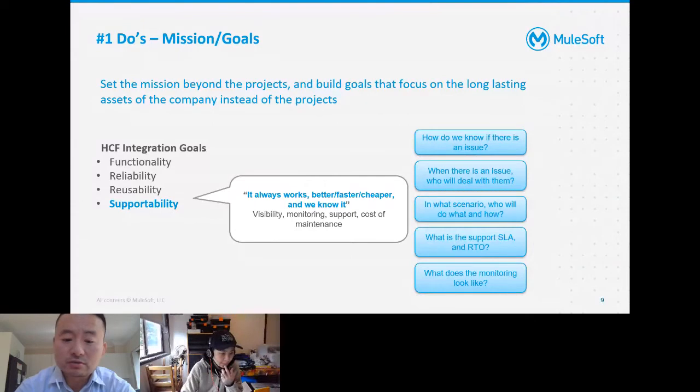When there's an issue, who will be dealing with them? In what kind of scenario who will be doing what and how? And what is a support SLA and RTO? What does the monitoring look like? These questions will pretty much define everything.